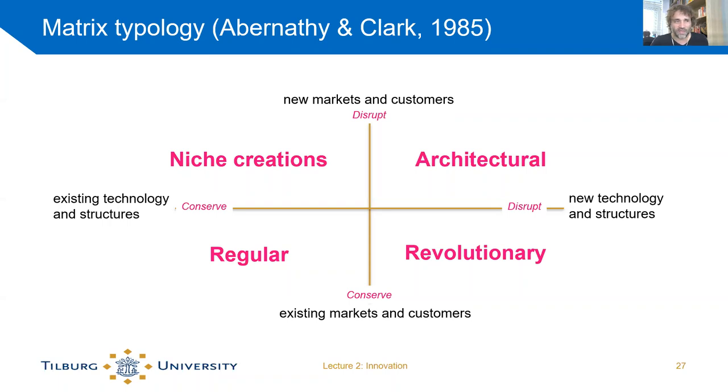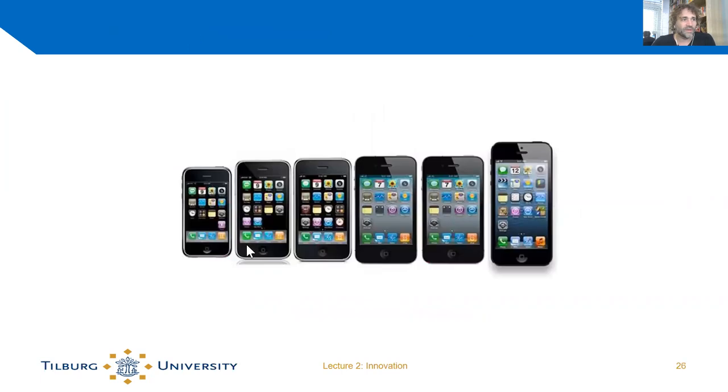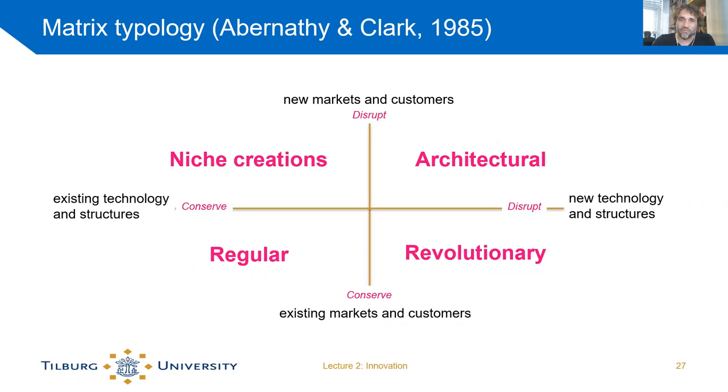But they say you can also think from the consumer perspective. So you can be disruptive in that you want to reach an entirely new market with your products. Or you can innovate in such a way that you focus on an existing market. And that basically gives four different types of innovation: niche, architectural, revolutionary, and regular. And to start with regular, this would be an example of a regular innovation. So you aim for the same market, and it is minor increments in technology.